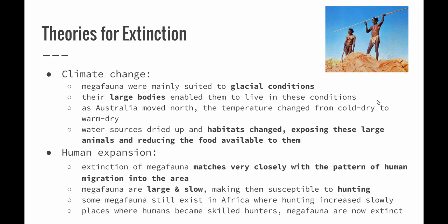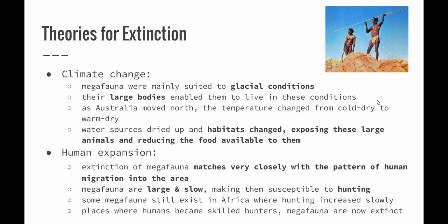We've looked at structural adaptations of organisms and know that in colder environments, animals are able to be bigger because of heat transfer and things like that. And in hotter environments, organisms usually reduce their surface area. So their large bodies enabled them to live in these cold conditions, and obviously kept them insulated. And as Australia moved north, the temperature changed from cool and dry to warm and dry. This would have increased the heat that these organisms were having to deal with.